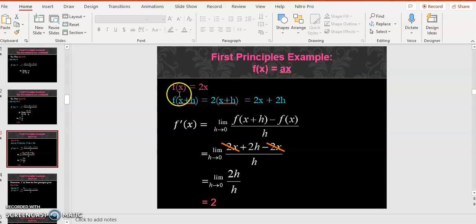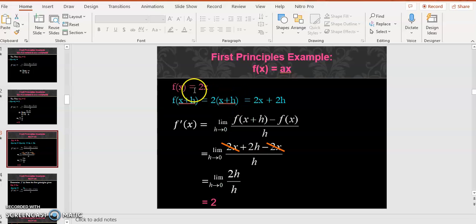Now, they've given us this question. They want us to differentiate f of x is equal to 2x from the first principle. How are you going to do that? First, we need to get the value for x plus h. Remember, this is the domain. Here, our domain is x, so it's equal to 2 times the domain. Are we together? Now this time x plus h is the domain, so it's also going to be equal to 2 times the domain.